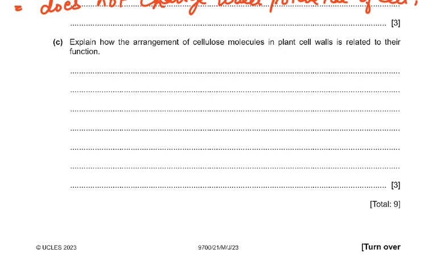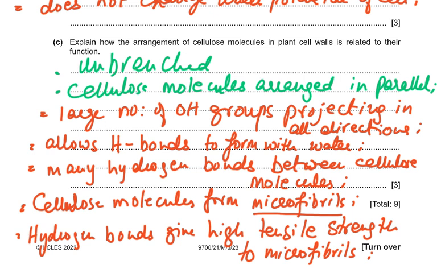Unbranched, arranged in parallel rows, large number of OH groups projecting in all directions, allows hydrogen bonds to form with water, many hydrogen bonds between cellulose molecules, many cellulose molecules form microfibrils, and hydrogen bonds give high tensile strength to microfibrils, or you can even say cellulose fibers, which of course make up the cell wall.